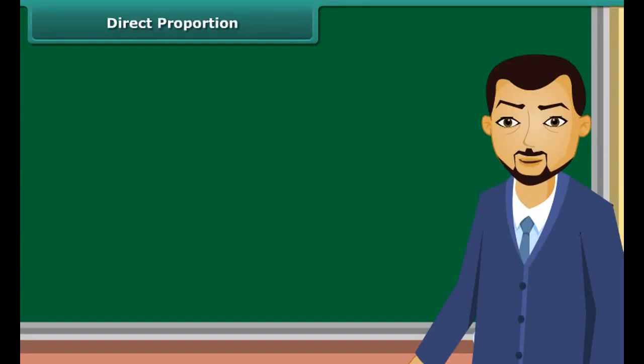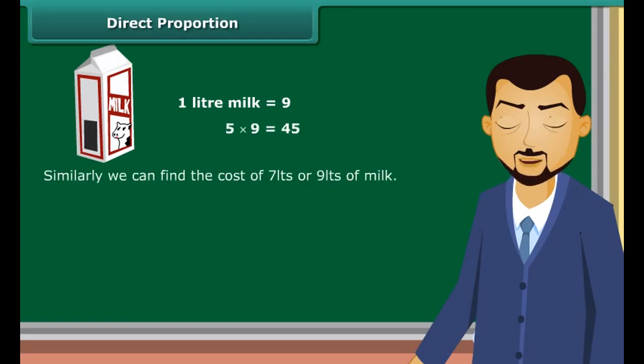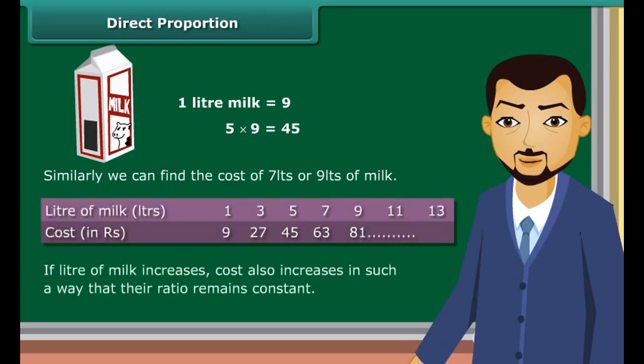Direct proportion. If the cost of 1 liter of milk is ₹9, then what would be the cost of 5 liters of milk? It is ₹45. Similarly, we can find the cost of 7 liters or 9 liters of milk. If liters of milk increase, the cost also increases in such a way that their ratio remains constant.